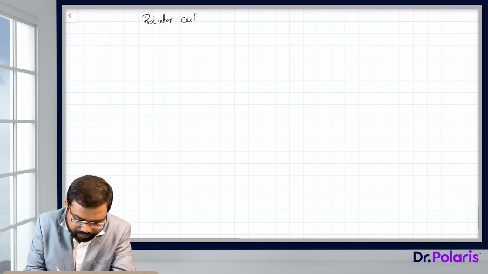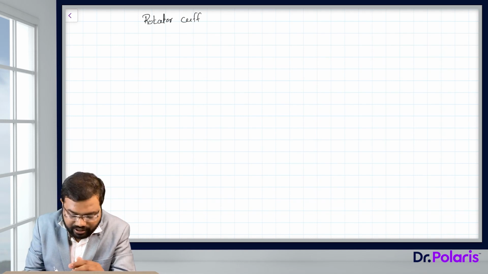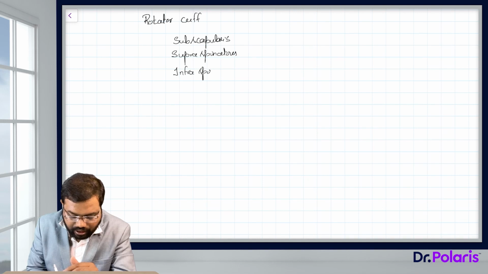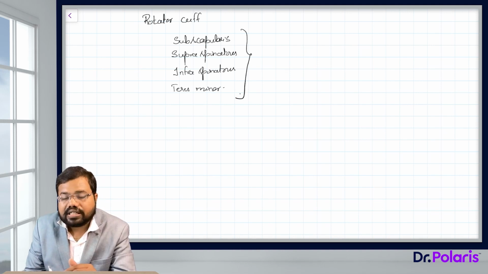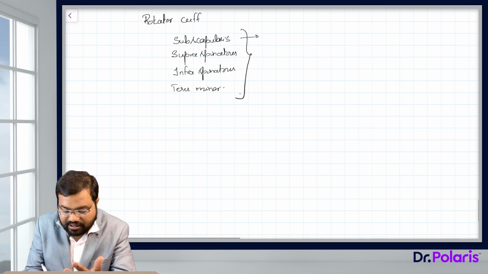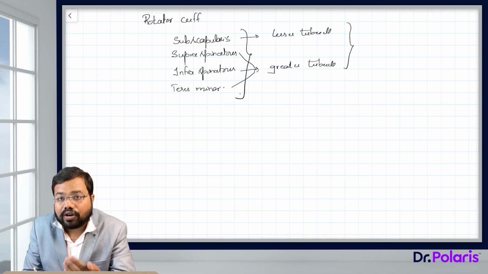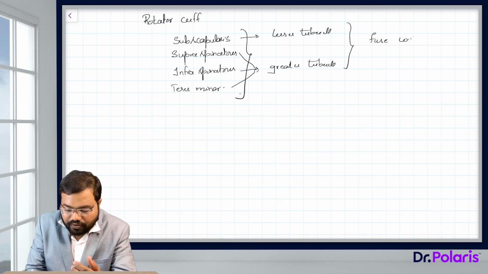The rotator cuff is formed ventrally by the subscapularis, superiorly the supraspinatus, and posterior to the shoulder joint by the infraspinatus and also teres minor. It is not teres major, it is teres minor. The subscapularis inserts over the lesser tubercle, whereas supraspinatus, infraspinatus, and teres minor insert over the three impressions of the greater tubercle. So these all together fuse with the fibrous capsule of the shoulder joint.